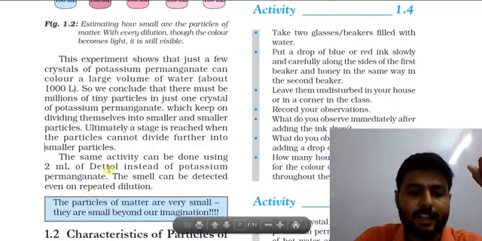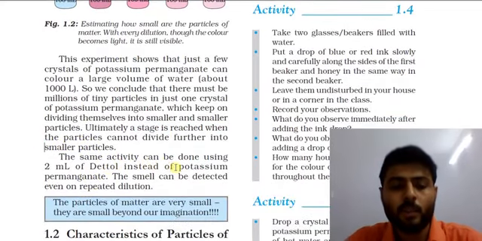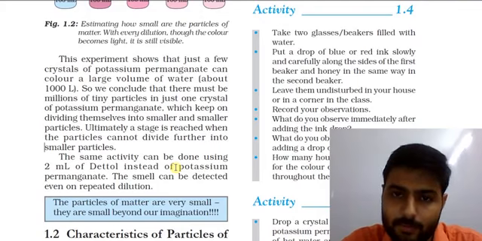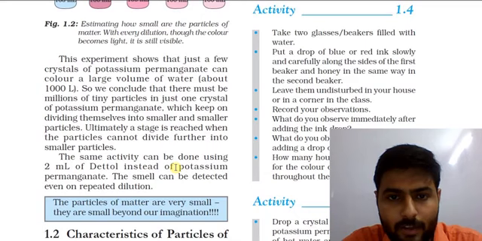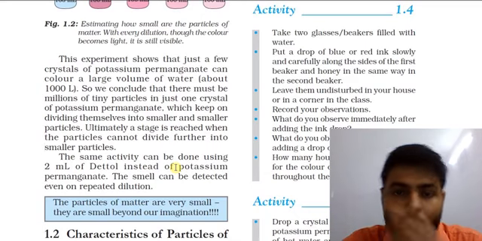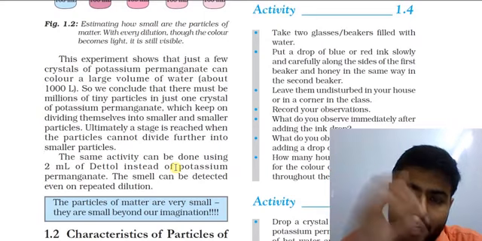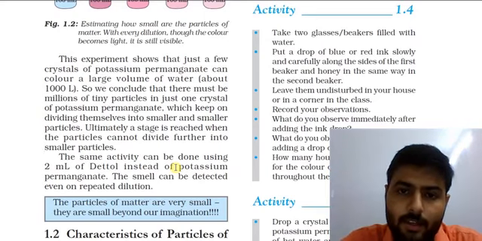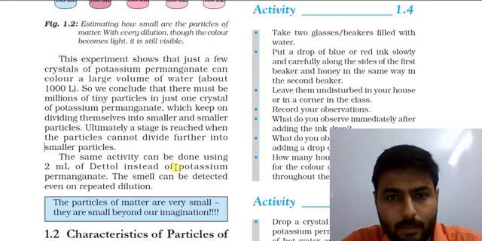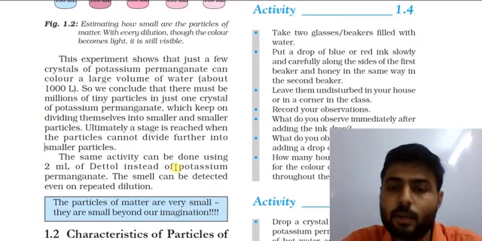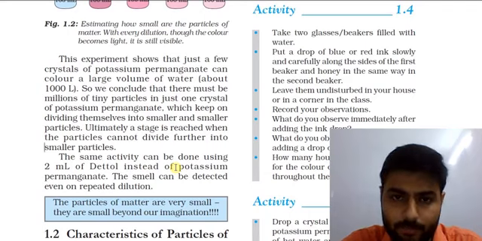The same activity can be done using 2 ml of Dettol instead of potassium permanganate. We are familiar with Dettol, which gives a whitish color when we drop it into water. We can repeat this process with Dettol also, and we can draw the same conclusion.